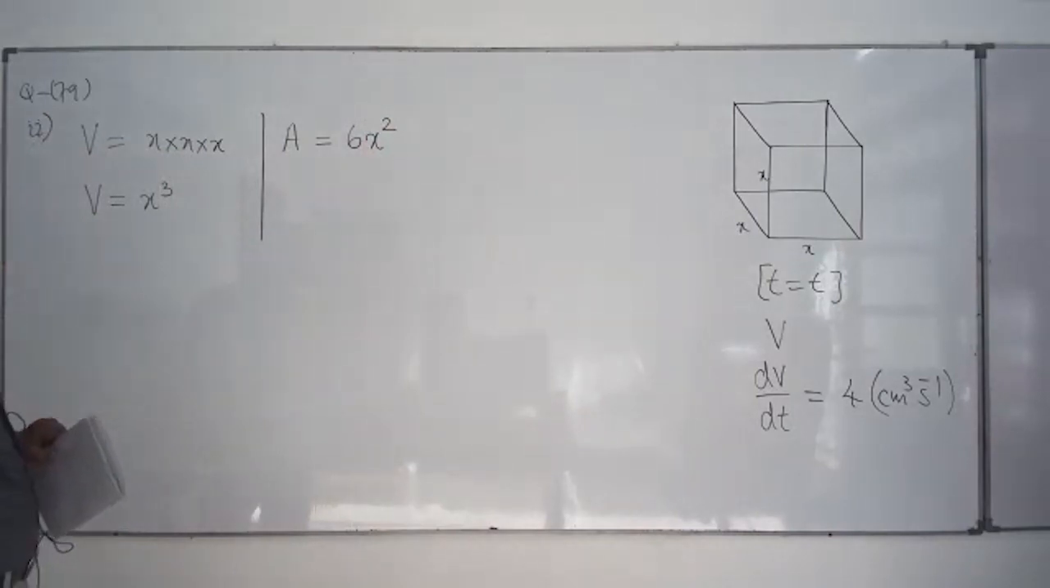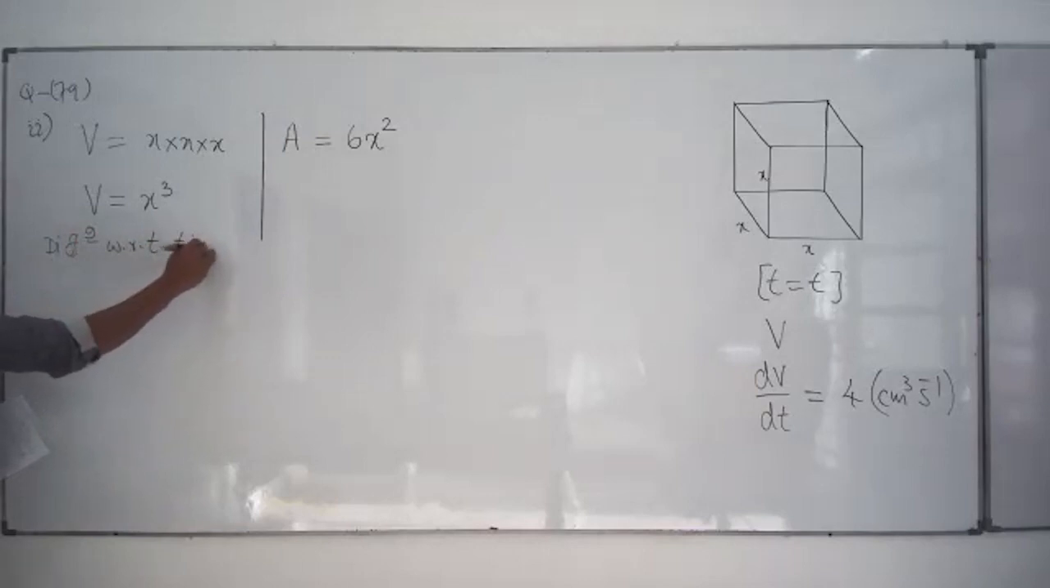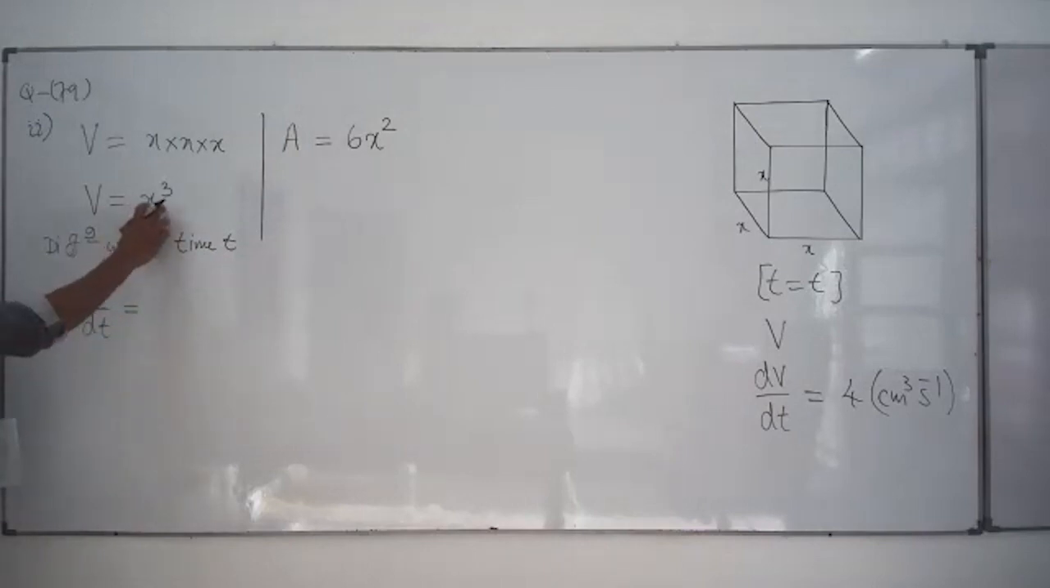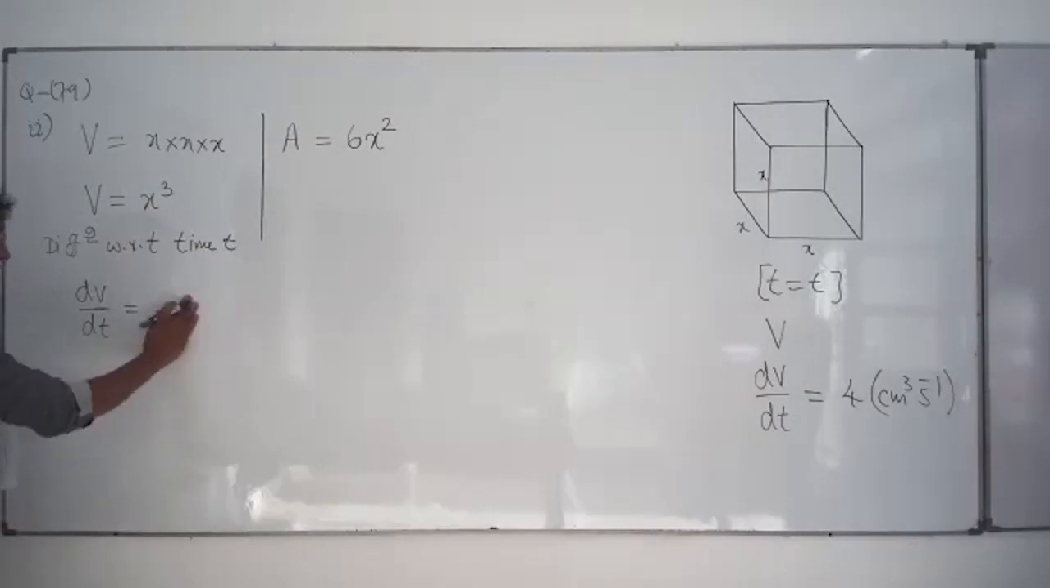Right. Now, people, we differentiate this. Right? We differentiate this with respect to time t. What do we get? dV by dt equals. We have to differentiate this. How to differentiate? d over dt of x cube. Then, people, you know the method of differentiating this. I am going to write the answer straight away this time.